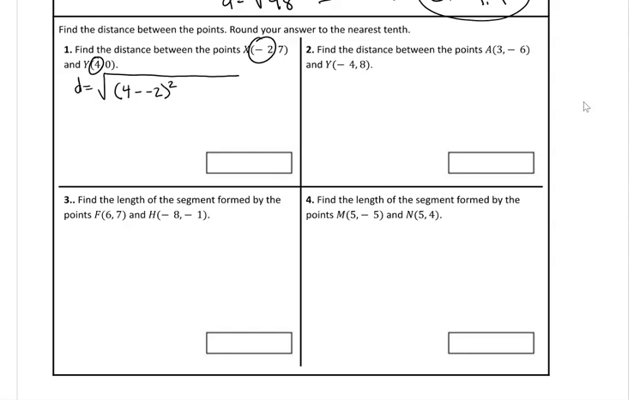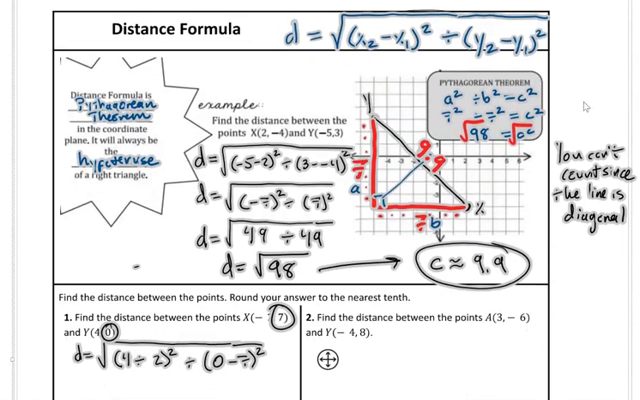Now when we minus the negative 2, I'm actually going to erase that and write plus, because subtracting a negative makes a positive. Then we're going to subtract the y's, 0 minus 7, and square it. That's the distance formula. That's this.